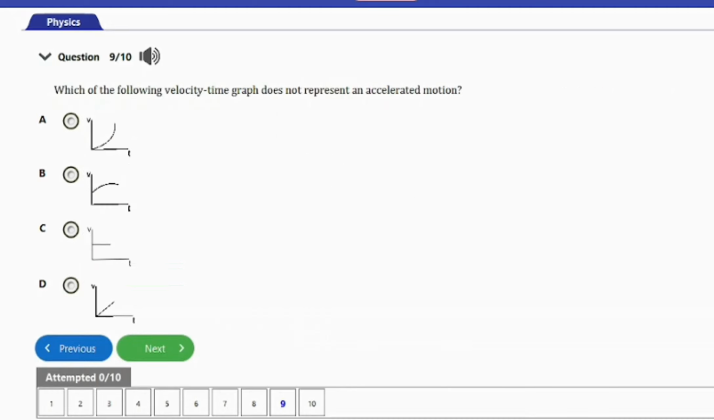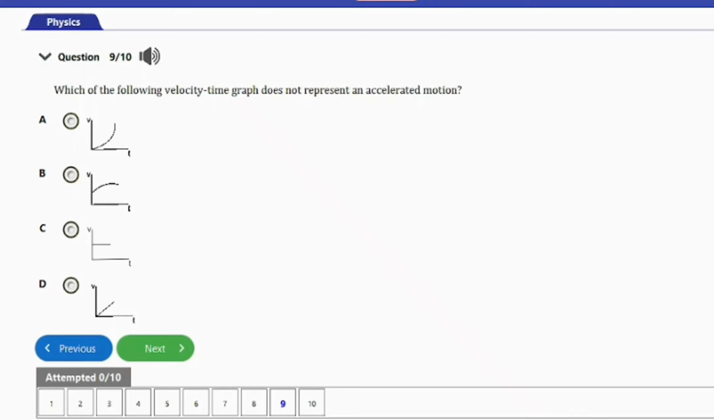So guys, the next question we have here, question number 9, says, which of the following velocity time graphs does not represent an accelerated motion? So guys, the one here that does not represent an accelerated motion is option C here, because there is no increase in velocity with time as the time increases. So in this case, the velocity remains the same over the time, and as such, the graph does not show any acceleration. So that's it for this question.